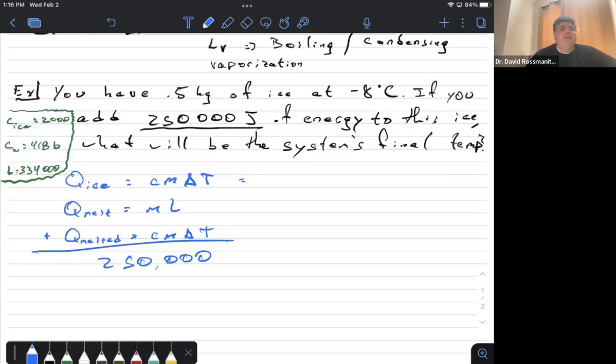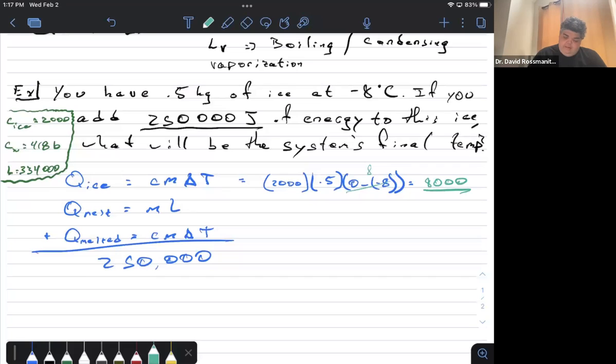Q for ice. This is how much energy it will take to get my ice, which starts at -8, up to the melting point. Well, it's C for ice, 2,000, times the mass of the ice. I have half a kilogram, so 0.5, times the change in temperature. I'm trying to get to the melting point, which is 0, and I'm starting at an initial temperature of -8. And there we go. There's Cm delta T. Of course, 0 minus -8 is just +8. So I don't need to worry about all that. It looks worse than it really is. That number is just 8. So I take my calculator: 2,000 times 0.5 times 8, and I get 8,000, of course. So the first step is going to soak up 8,000 joules of the 250,000 given.